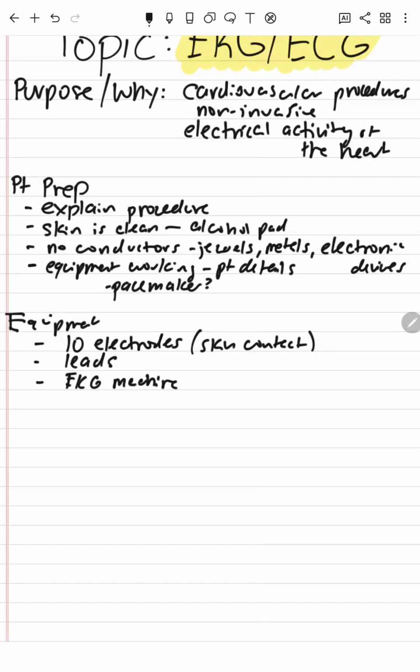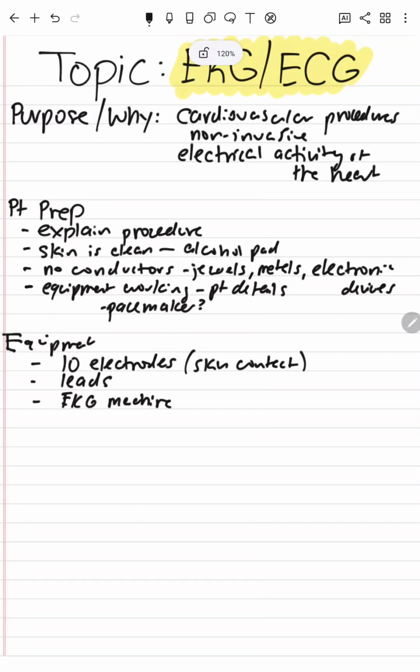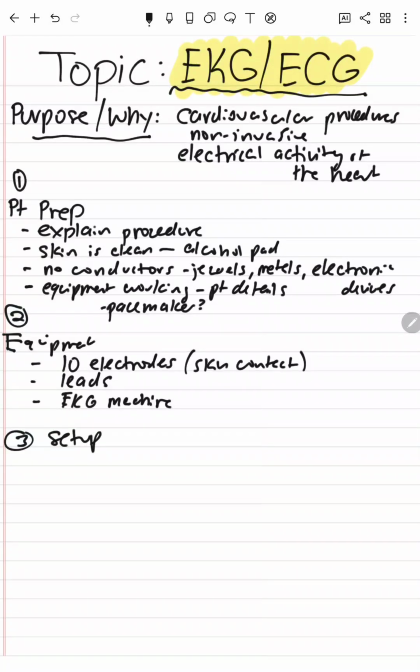Good. So again, my main purpose here was my EKG, ECG procedure. This is why I would do an EKG, or the purpose of it. These are my sub-steps. You can even number them if you want. 1, patient prep. 2, equipment. And then 3, I may want to label this as the setup, right? Though it's not a difficult procedure, there are various steps to it that you want to make sure are done correctly, so the procedure is then done correctly.